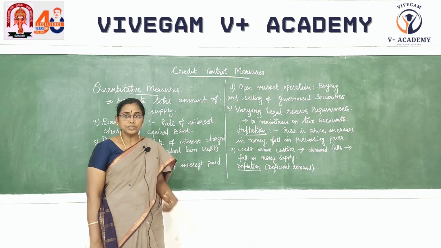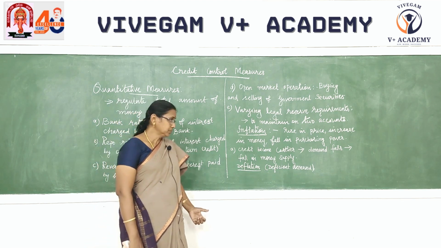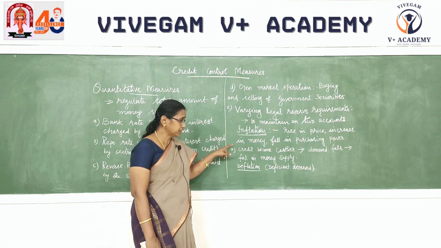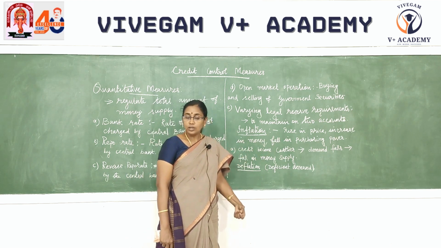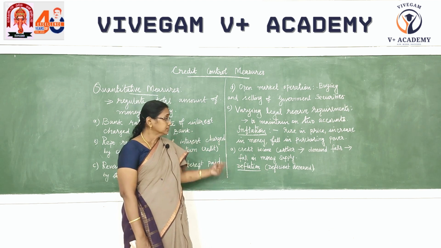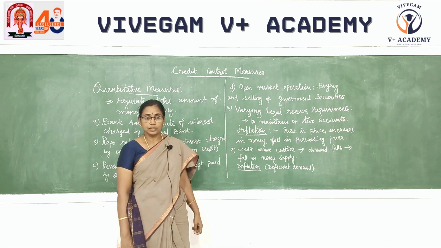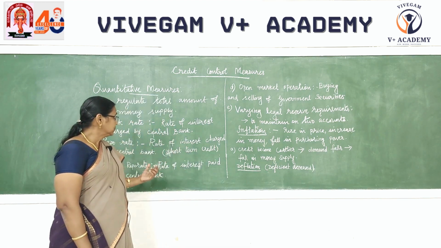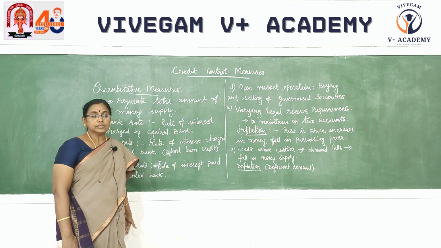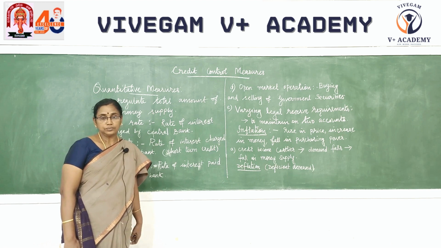How do you describe the situation of inflation? Inflation is a situation where there is a rise in price, an increase in money supply, and a fall in purchasing power. Now we are experiencing the same situation, that is inflation. What does the central bank do now? Will it increase or decrease these rates to control inflation?